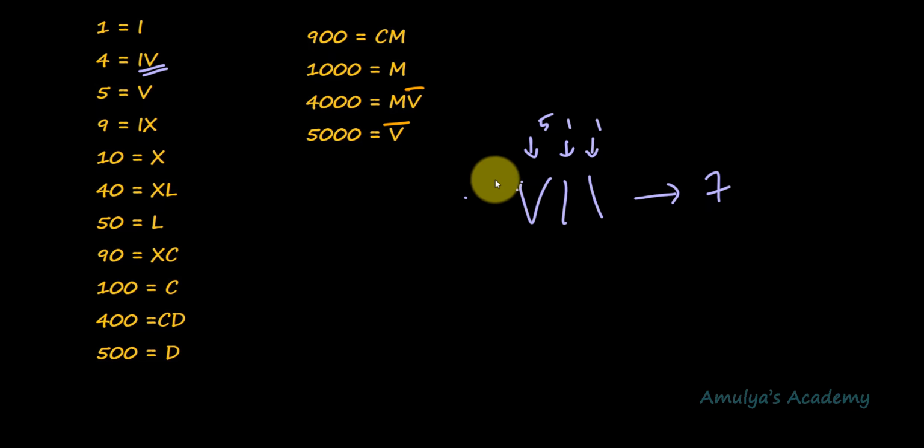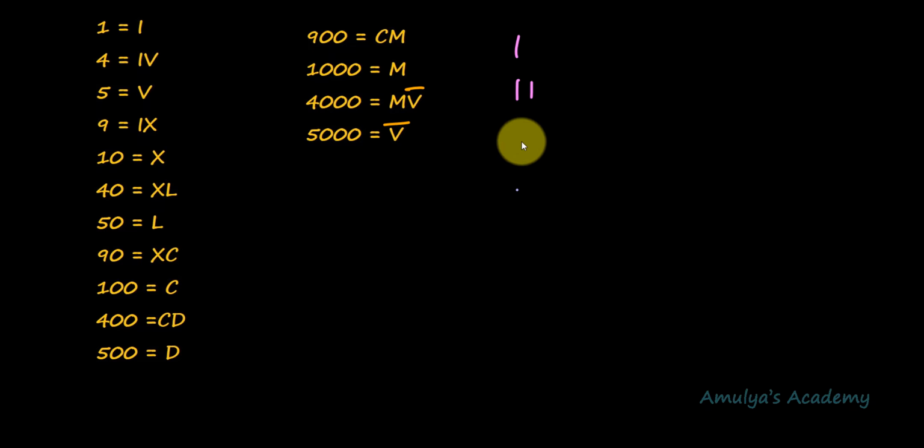If we have the smaller symbol before the larger symbol like this, now you need to subtract. This is 5 minus 1, so it is representing 4. And you can't represent it like this, okay? You can't represent 3 like this. This is 1, this is 2, this is 3. Next, we can't represent 4 like this. As I said, we can't use the same symbol more than 3 times in a row. So we'll represent 4 as 1 less than 5.